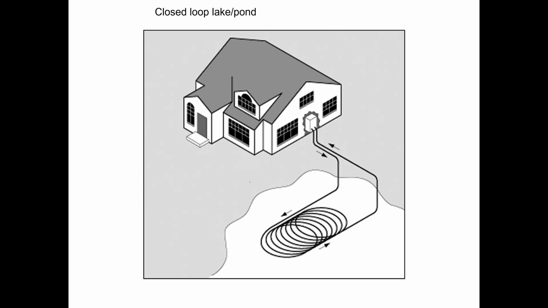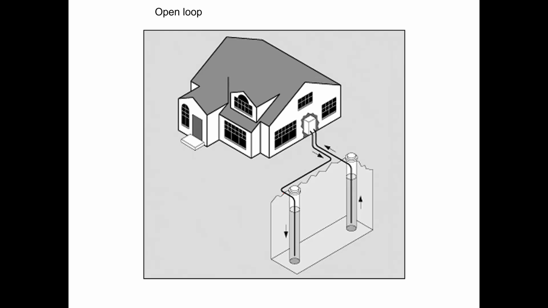Here is a closed loop for a lake or a pond, if you wanted to use the pond to be a place to reject heat or accept heat from. And an open loop, which basically uses, again, a fluid here to store the energy. So this pretty much ends our chapter on geothermal systems.